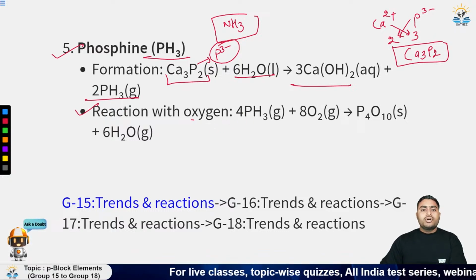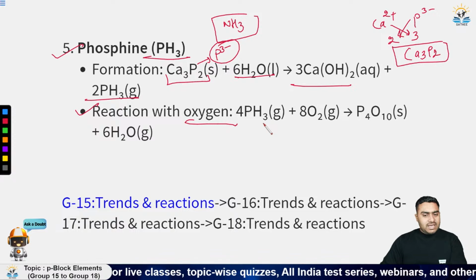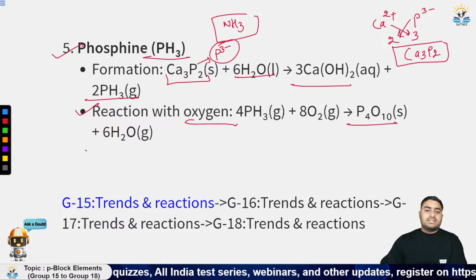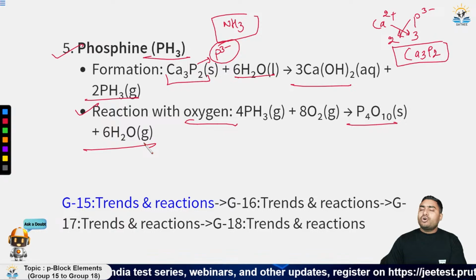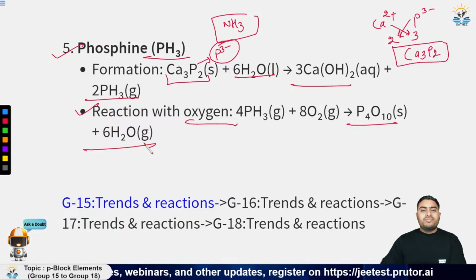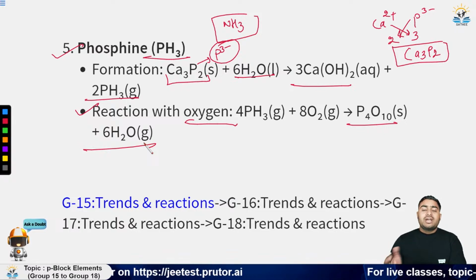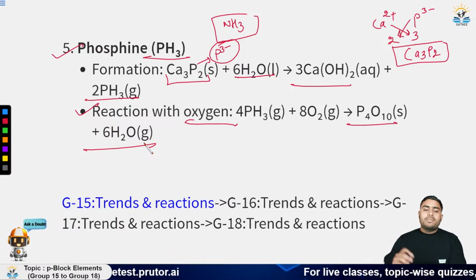Next one is reaction with oxygen. So 4PH3 plus 8O2 gives P4O10 plus 6H2O. This is the reaction of phosphine with oxygen. Again I am repeating, phosphine when treated with oxygen will form P4O10 plus 6H2O.